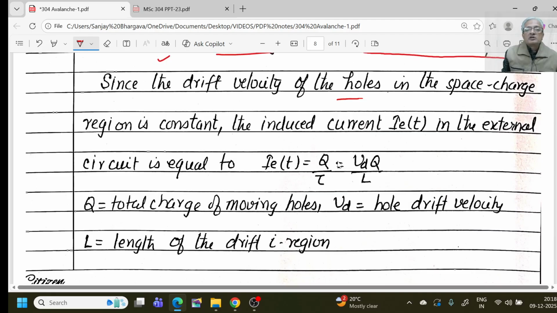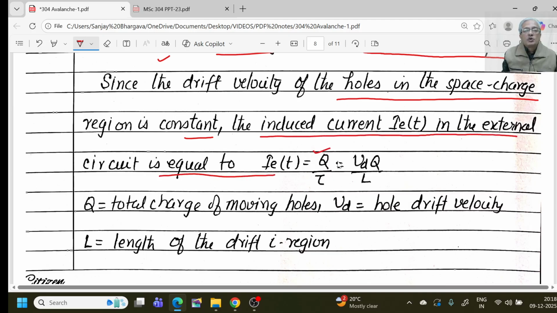Since the drift velocity of the holes in the space charge region is constant, the induced current IET in the external circuit is equal to Q upon tau. And what was the value of tau? L upon Vd. So substitute here, we get Vd Q upon L. Q is representing the total charge of the moving holes, Vd is the hole drift velocity and L is the length of the drift I region.